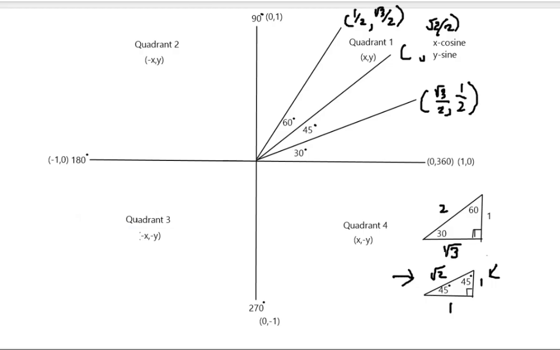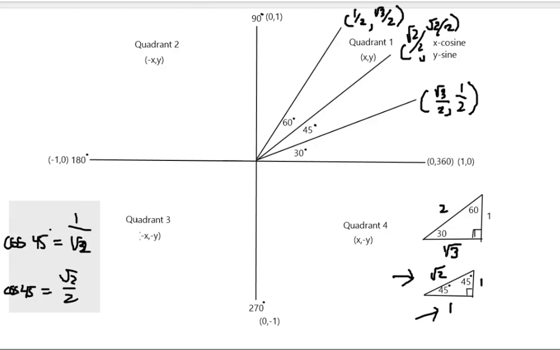Quadrant. Okay, now let's find cosine 45 degrees. So what is cosine 45 degrees? It is adjacent over hypotenuse, which is the same as sine. We can just rationalize the denominator and we will get the same value. It's root 2 over 2. So that's it. That's the cosine 45 degrees.